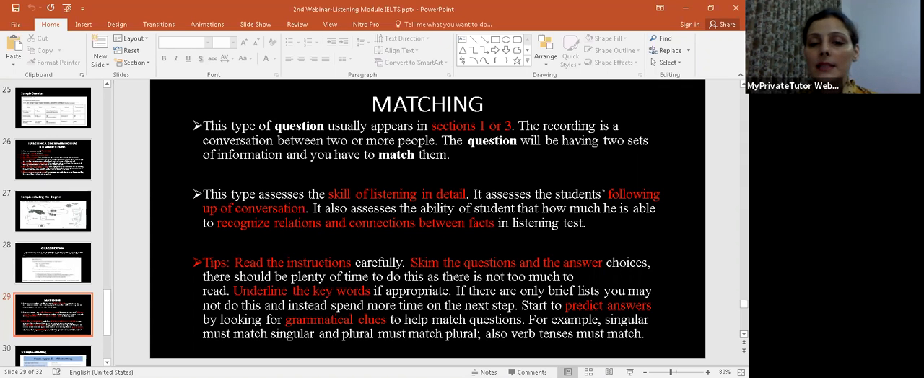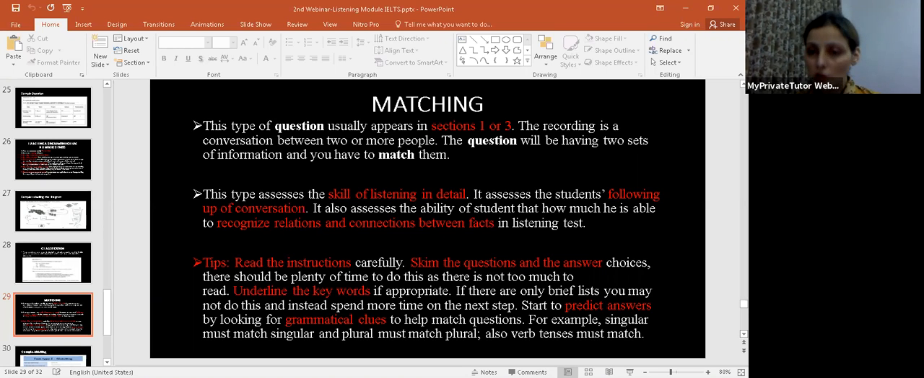This type assesses the skill of listening in detail. It also assesses the ability of students, how much he is able to recognize the relations and the connections between the facts in the listening test. And how you're going to do that, a few tips you have to follow: read instructions carefully, skim the questions and answers. The basic rule is skim questions and answers first. Okay, questions first and then answer choices.